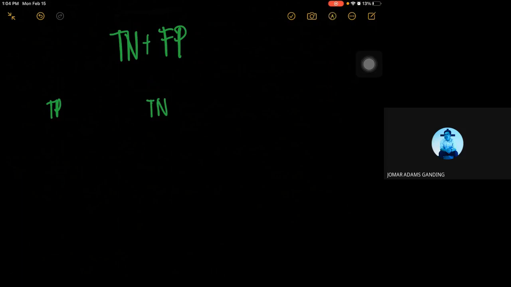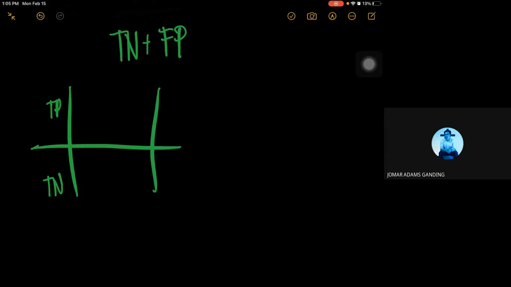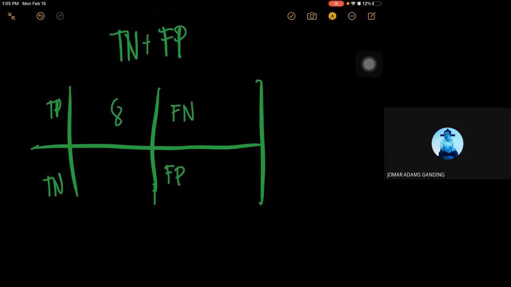Let's put it on the other end. Okay, true negative. And then I also have here the false negative and false positive. So that's the table. So take for example, the values are: this is 8, this is 2, and for this one this is actually 3.